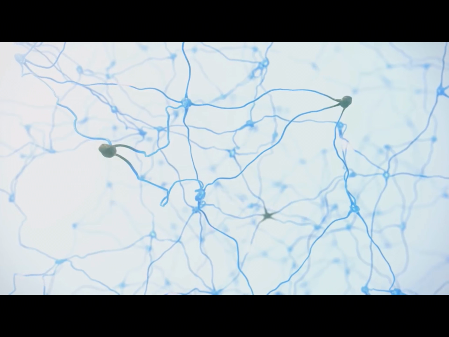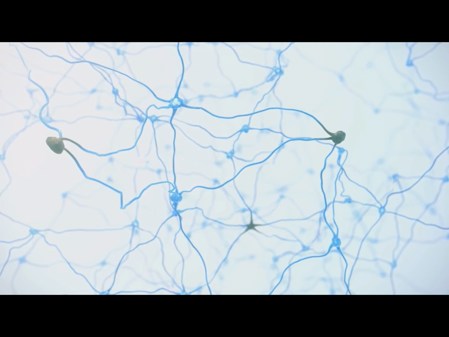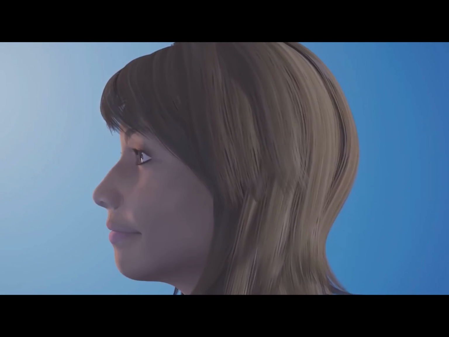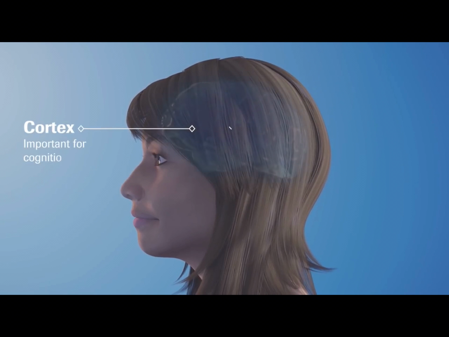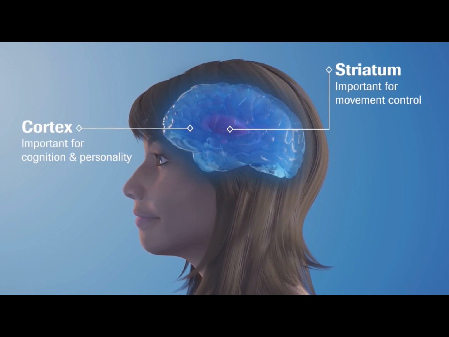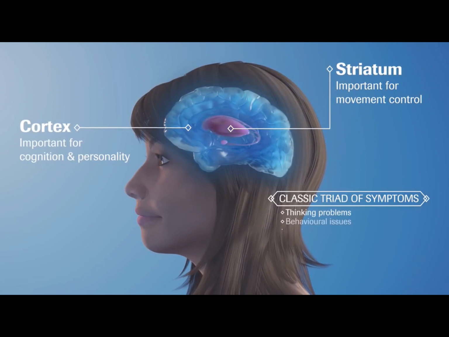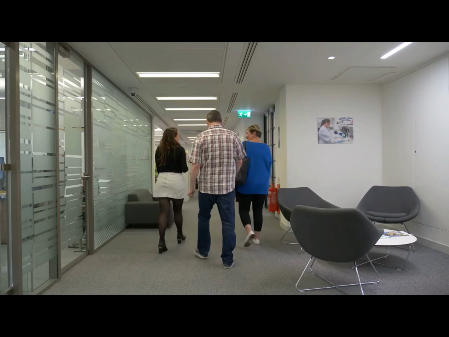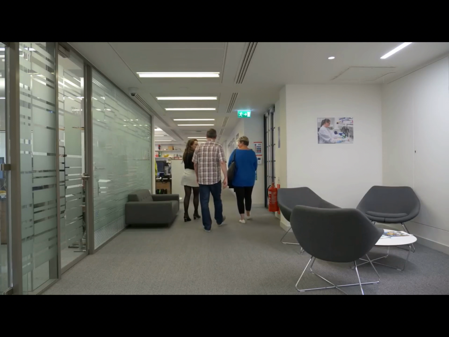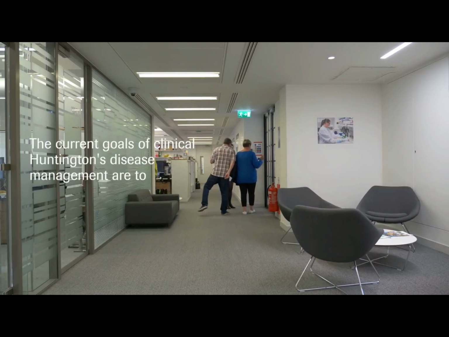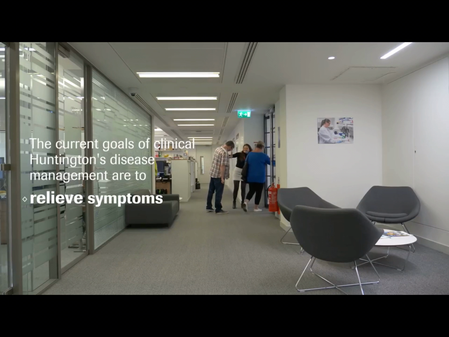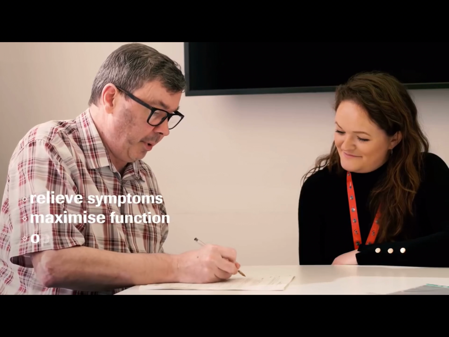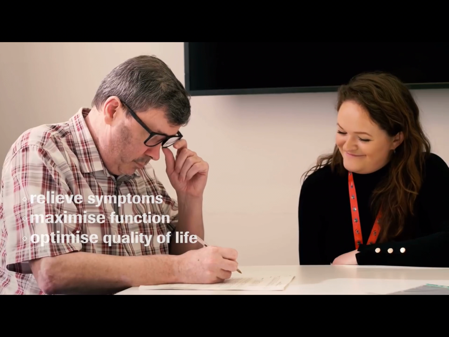Huntington's is increasingly recognized as a disease of the whole brain and body. Areas of the brain responsible for cognition, personality, and movement are particularly affected, leading to the classic triad of symptoms in Huntington's disease. While research is ongoing, there is currently no treatment that can slow, stop, or reverse disease progression in Huntington's. The goals of current disease management focus on providing symptom relief, maximizing function, and optimizing quality of life.